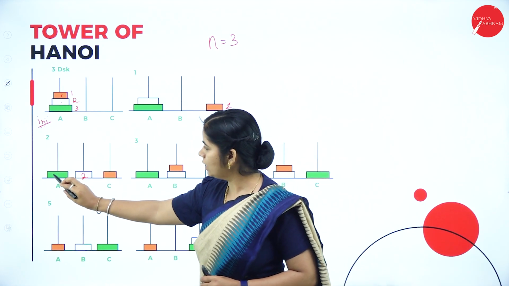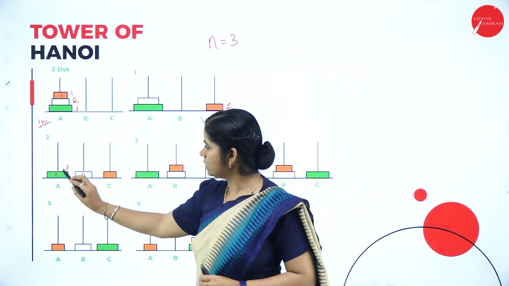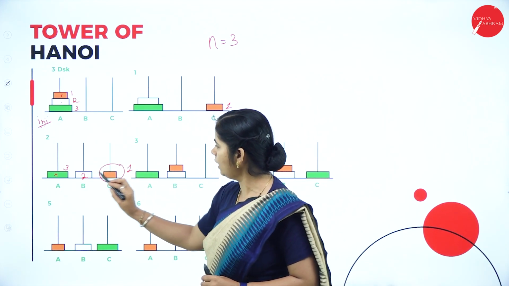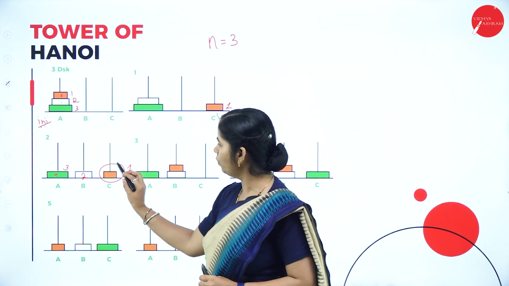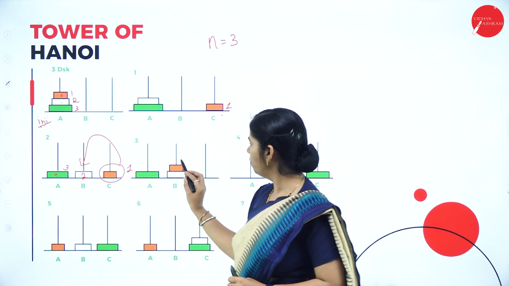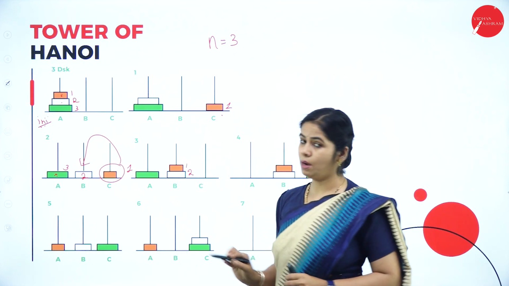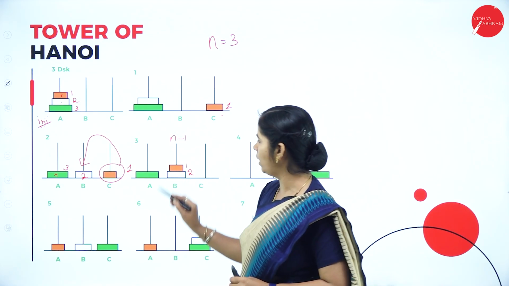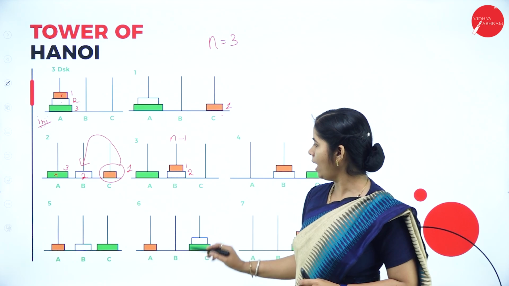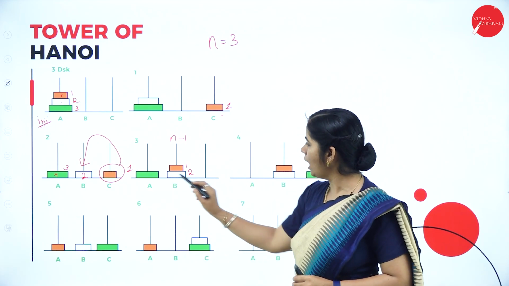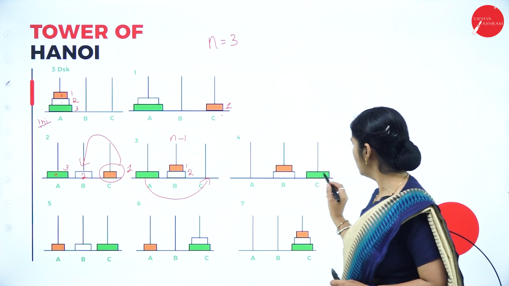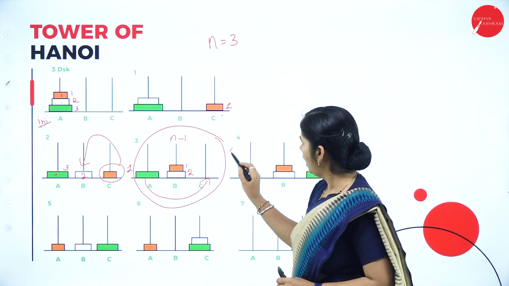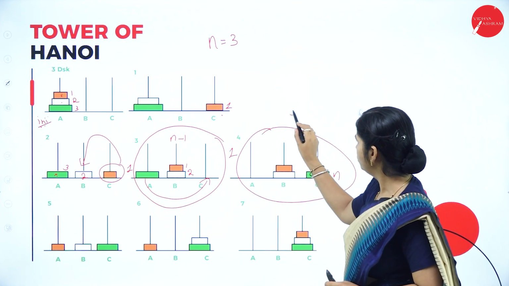Now, what am I doing? We have to transfer disk 3 to C. Before that, we have disk 1, which is smaller than 3. So before that, what we have to do is transfer that to B. Now, B will be having n minus 1 disks, that is 2 disks. Now, C is empty. So, I am transferring this n disk to C. This is our step number 1 and this is our step number 2.